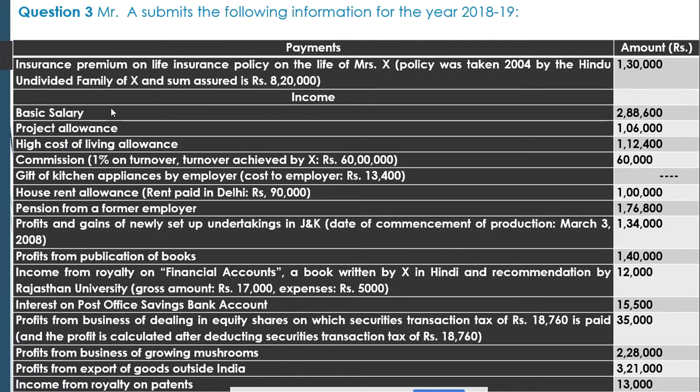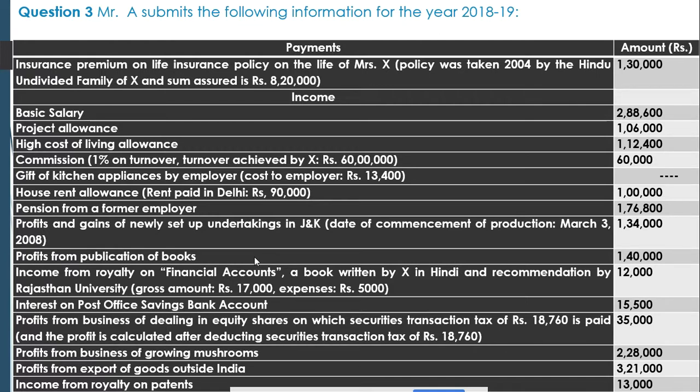So he has paid rupees 1,30,000. And the income: basic salary 2,88,600, project allowance 1,06,000, high cost of living allowance 1,12,400, and commission which he has received at 1% on turnover. Turnover achieved by X is rupees 60 lakhs, so 60,000. Gift of kitchen appliances by employer, cost to employer is 13,400. Pension from a former employer is 1,76,800. House rent allowance is 1 lakh. Rent paid in Delhi 90,000. Profits and gains of newly set up undertaking in Jammu and Kashmir, it's 1,34,000.